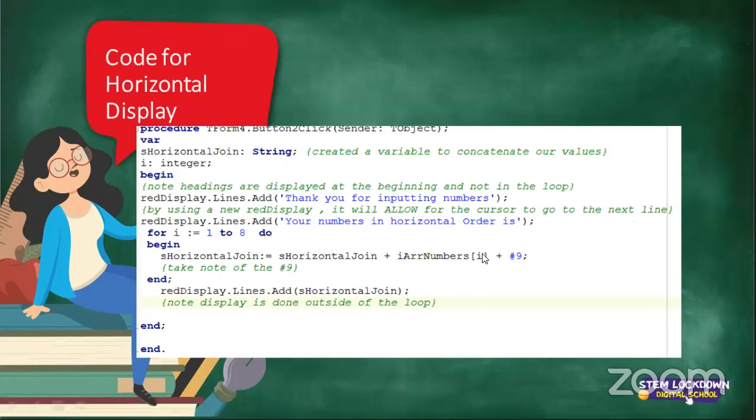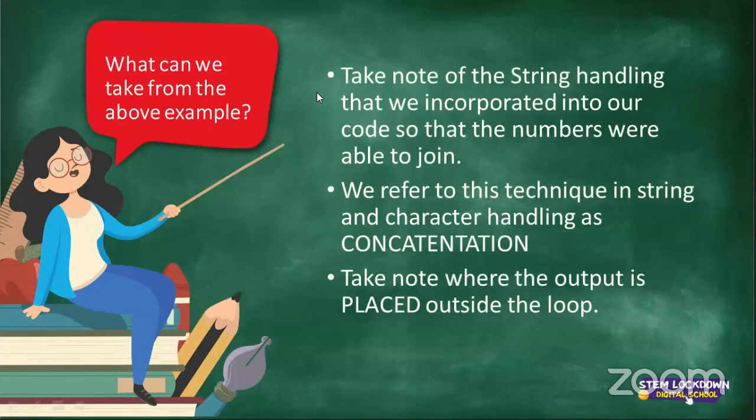So what did we learn from the above example? Take note, learners, of the string handling that we incorporated into our code so that we were able to join the numbers. We refer to this technique in string and character handling as concatenation.